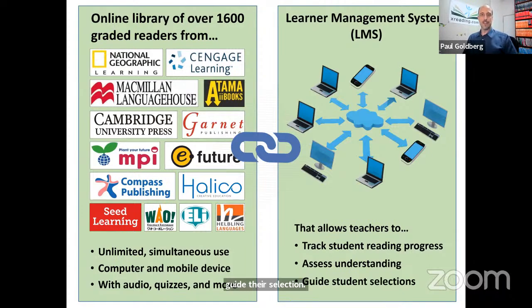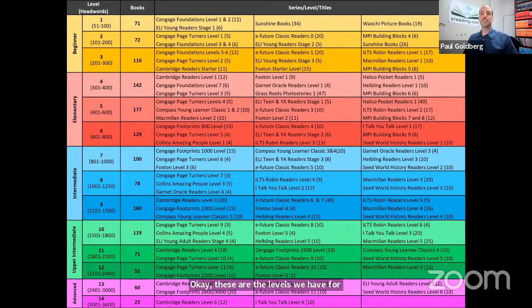Okay, these are the levels. We have 14 different levels based on the ERF level system. And as you can see, we have many books at every level. So it's not just for lower level students or higher level students, it's the full range.